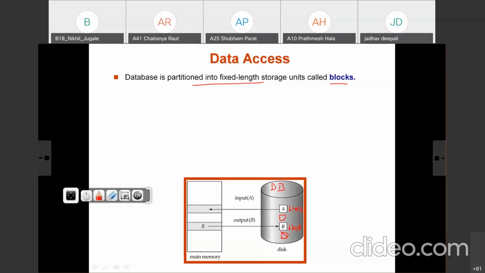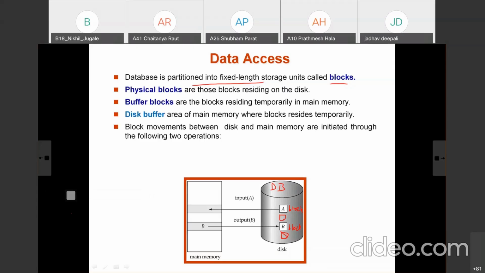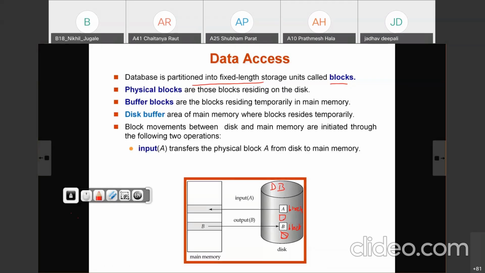Now, physical blocks are those blocks which reside on the disk. The blocks which are on the disk, we call them physical blocks.